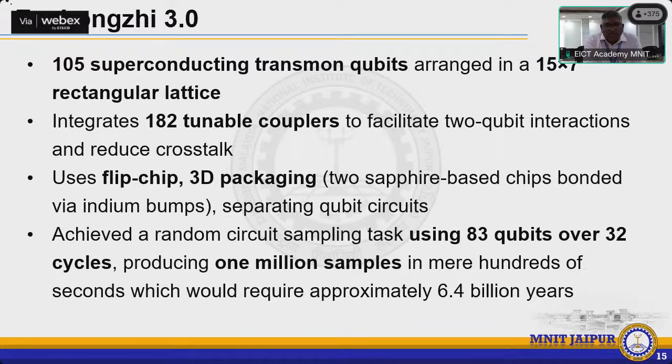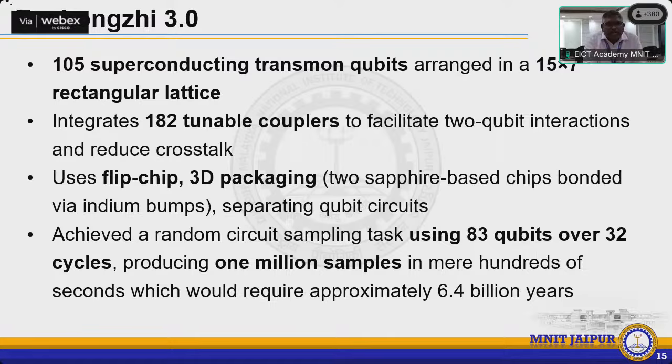But it still uses superconducting transmon qubits, 105 in number. They are arranged in a 15 by 7 rectangular lattice. But the beauty is there are more tunable couplers. There are 182 tunable couplers where two-qubit interactions can be very easily facilitated and there will be no crosstalk. And it uses a flip-chip 3D packaging mechanism where two sapphire-based chips are bonded via indium bumps. So you have two layers, one above the other. There are two qubit circuits separated by indium bumps, and then they are packaged into a single chip. So that's what we can look at.